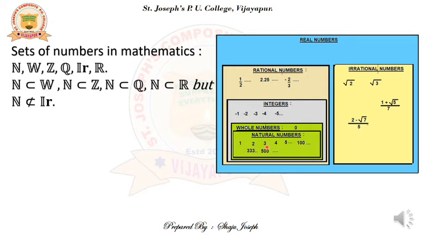Similar argument for natural numbers and integers. Every natural number is also an integer. But there are, of course, extra numbers in integers.